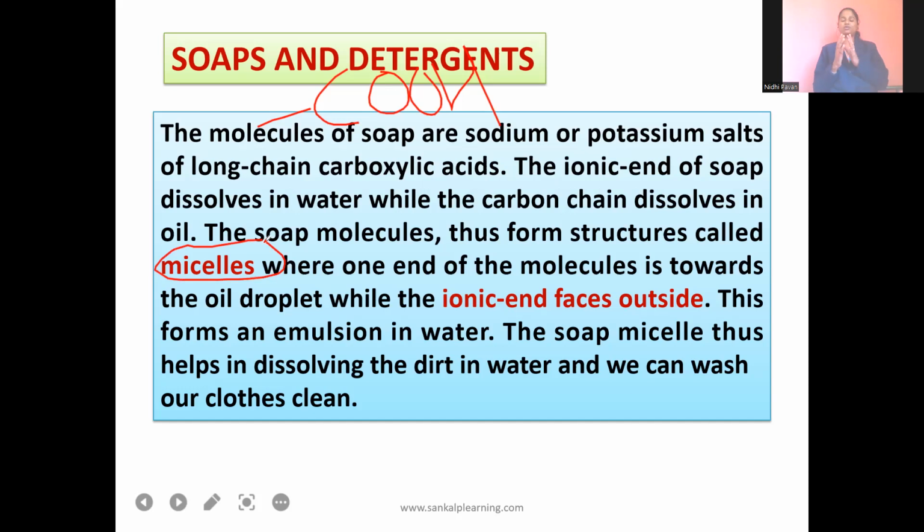They form a structure called micelles, where one end of the molecule is towards the oil and the other end is towards the water, or outside. This forms an emulsion in water. The soap micelle thus helps in dissolving the dirt in water, and we can wash our clothes clean. So this makes the dirt dissolve in water, and then the clothes get cleaned.